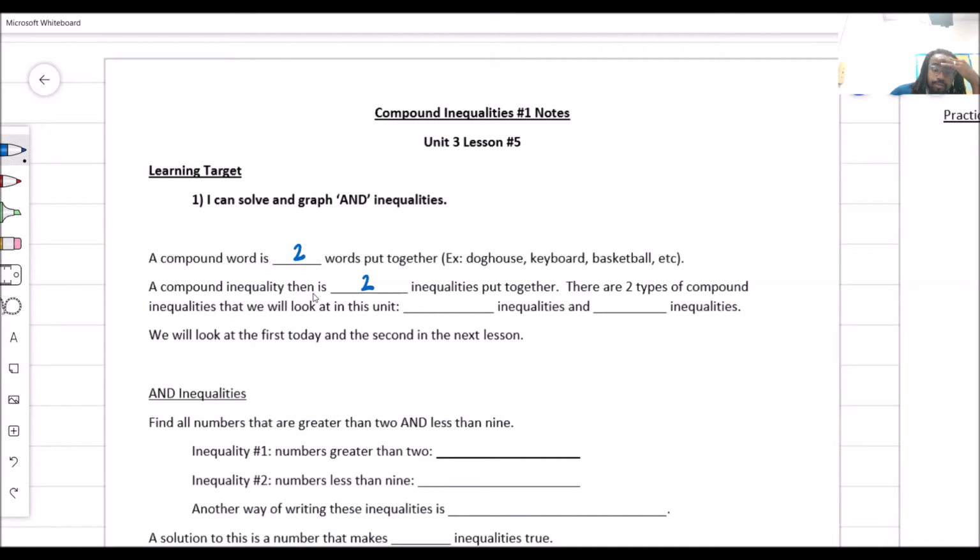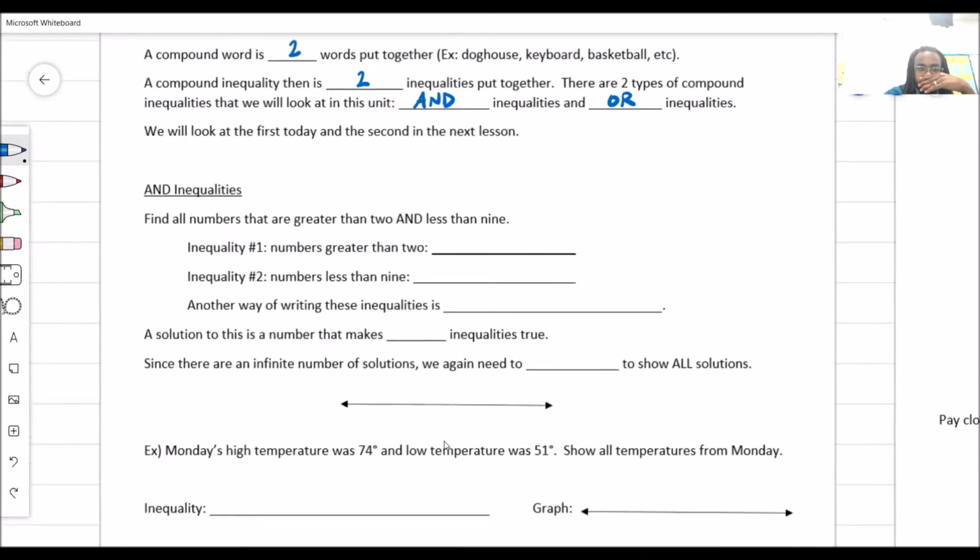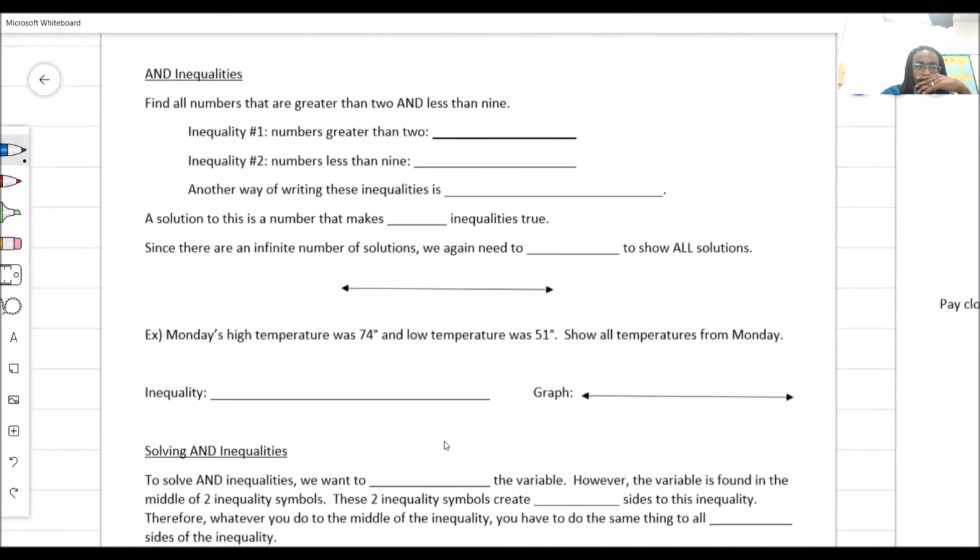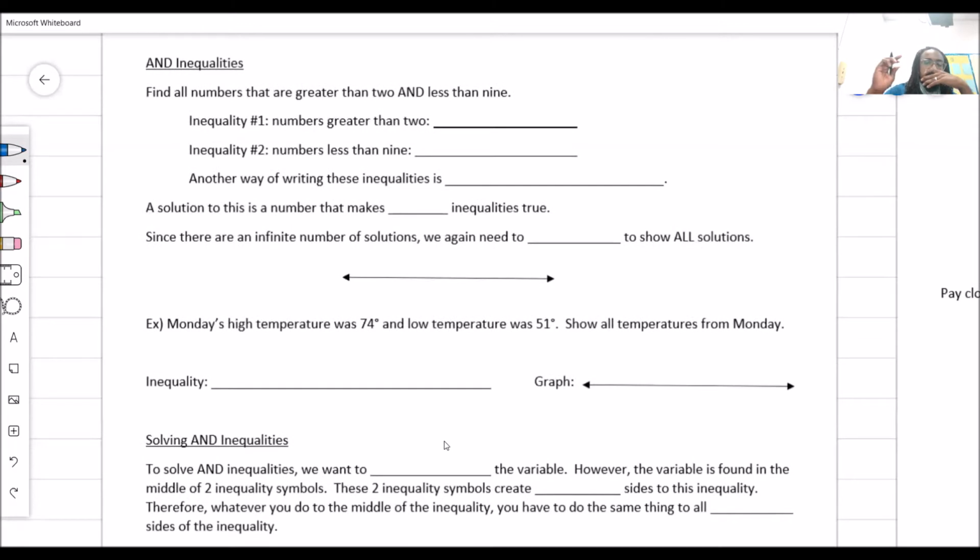There are two types of compound inequalities that we'll look at in this unit, and those are "and" inequalities and "or" inequalities. Okay, we'll look at the first today and the second one in the next lesson. So let's look at "and" inequalities starting here.